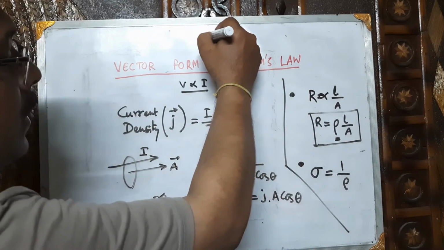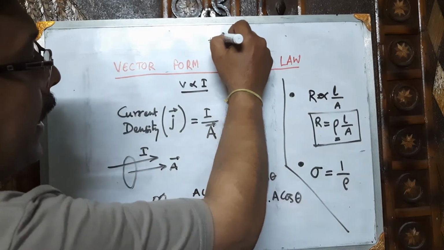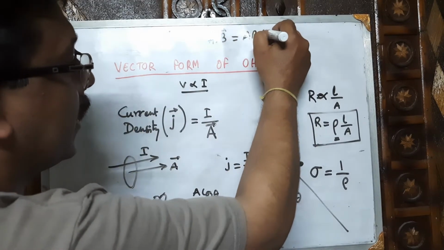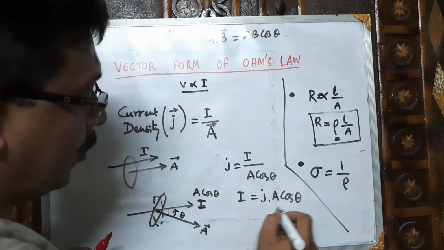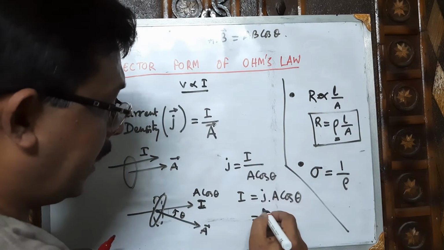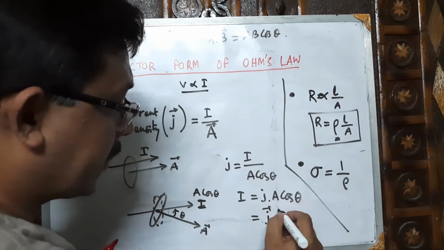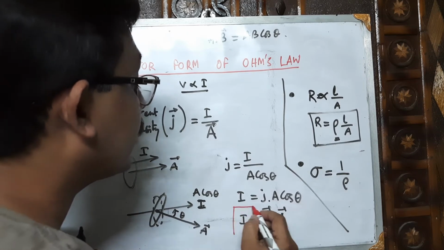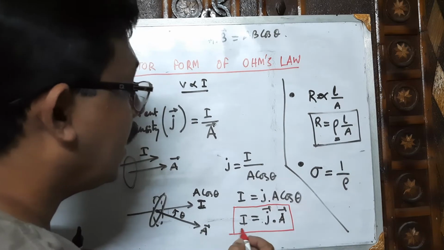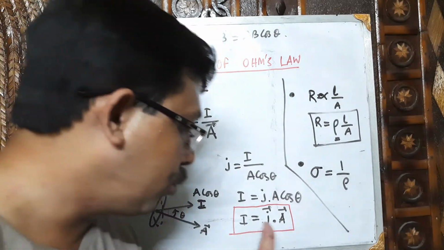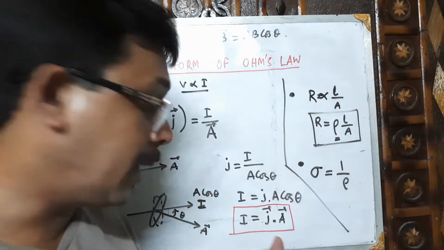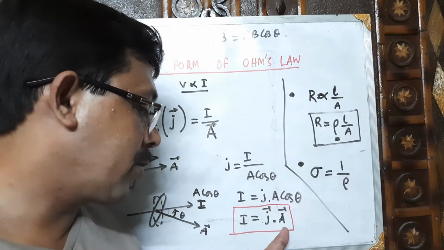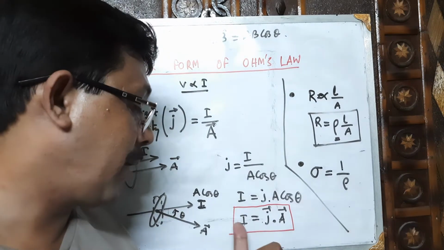Now from vectors, A dot B is a scalar product. A dot B gives you AB cos theta. So whenever you get J A cos theta, it's nothing but vector J dot vector A. Yes, current is equal to the product of two vector quantities. That's why current is a scalar quantity: it is nothing but the dot product, the scalar product, of two vectors. One is the current density J, the other is the cross-section area A, because area is also a vector. So I equals J dot A.